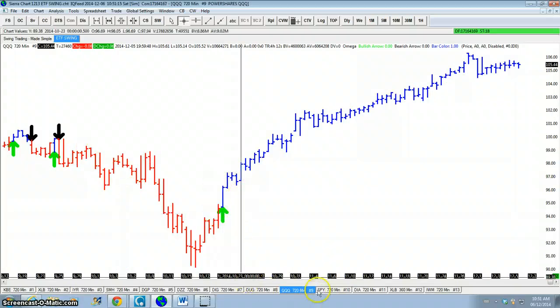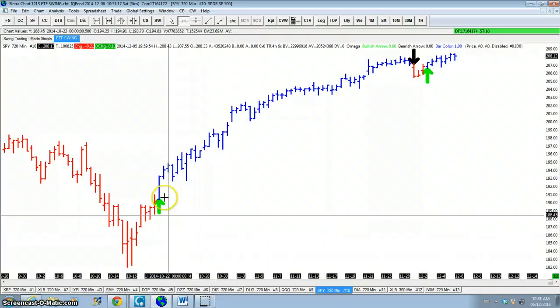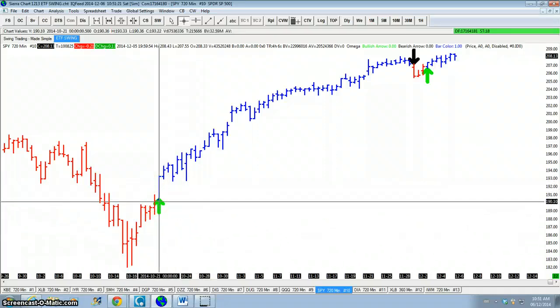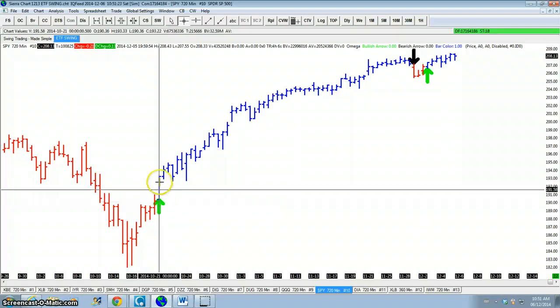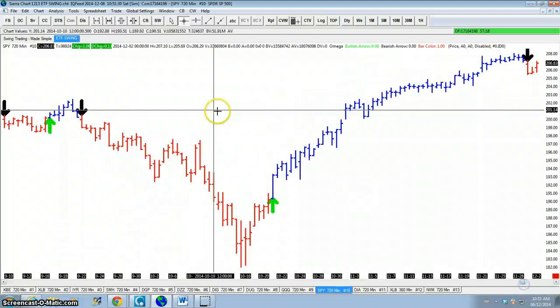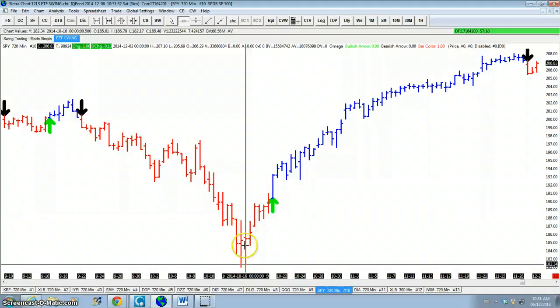For example, if you look at SPY, okay, so it will tell you, okay, this price here on 21st of October is time to invest in SPY, and before that you make money by shorting SPY.